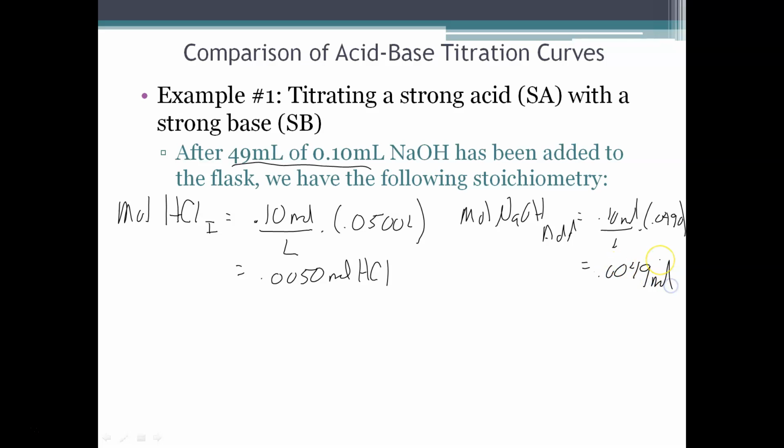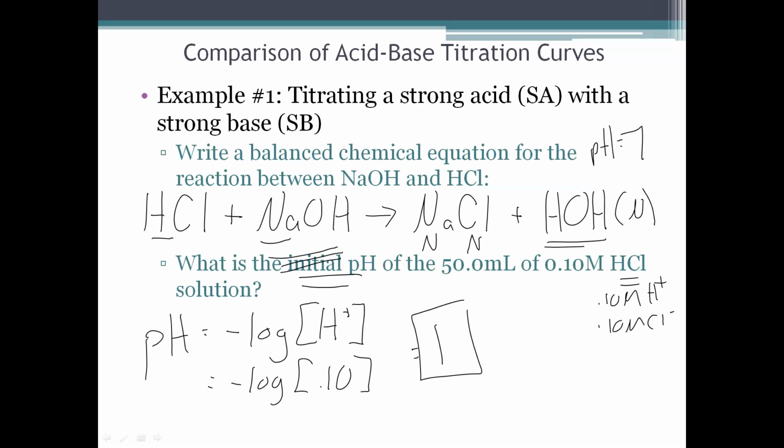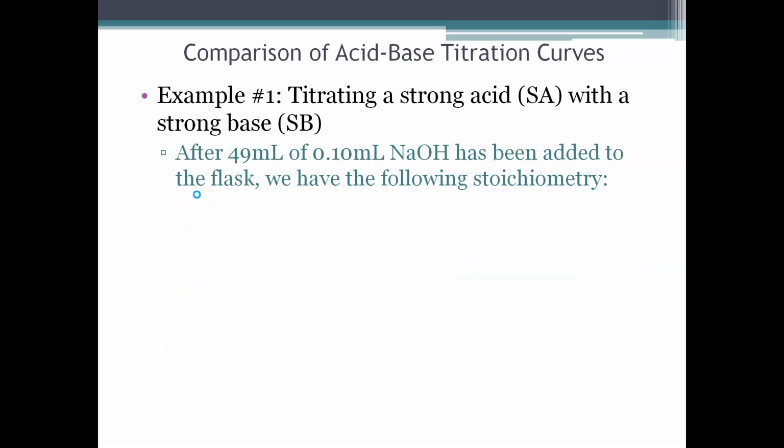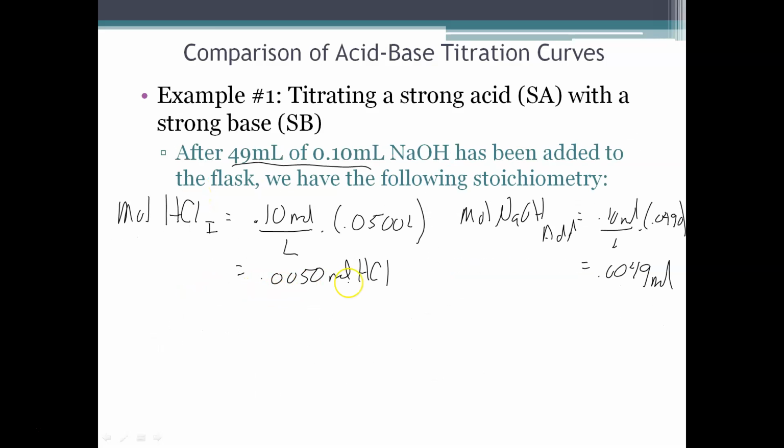0.0049 moles. So this is important. I started with 0.0050 moles of acid. I added 0.0049 moles of base. If you go back to your chemical equation here, it combines in a 1-to-1 ratio. 1 mole of NaOH will react with 1 mole of hydrochloric acid. So if I started with 0.0050 moles of hydrochloric acid and added 0.0049 moles of base, I'll have a little bit of acid left over.